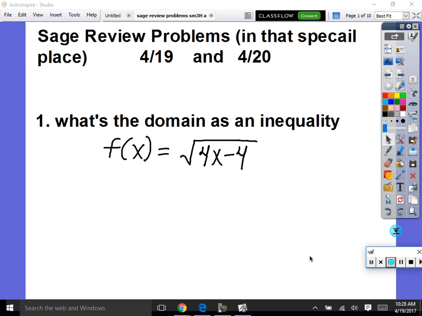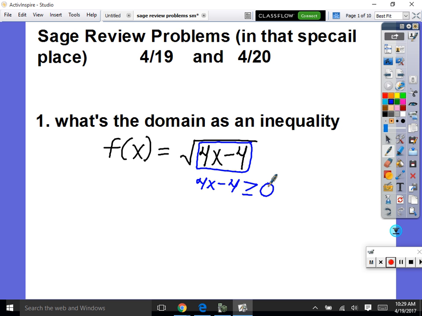Okay, at this point, you should have been able to get this one. So all you have to do is say, we know we have to have... There's two ways we can do this. We can either literally graph this and look at our domain, or we can just say, we know we can't have a negative underneath the radical. So you'd say, this is a true statement: 4x minus 4 has got to be greater than or equal to 0. It can equal 0. Solve for x.